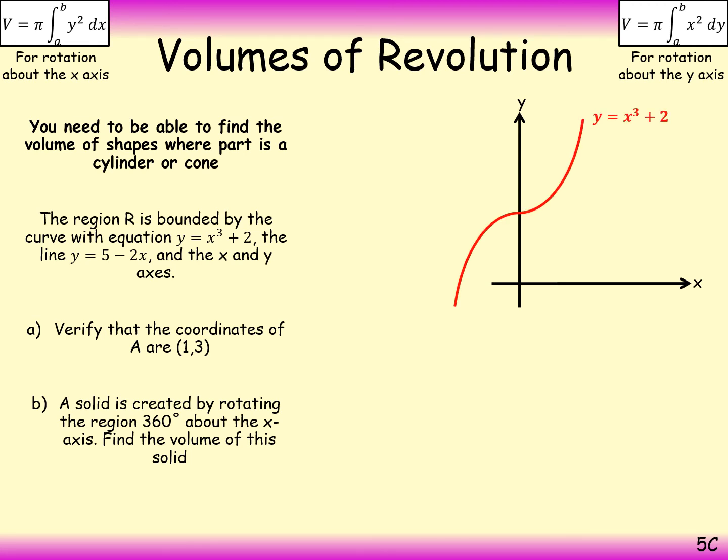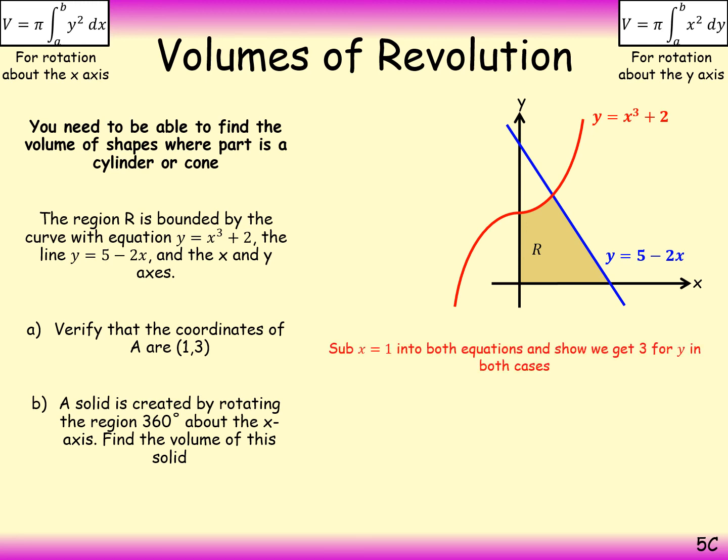So if we sketch this, just to give an idea of what we're looking for. We know a cubic graph looks like this, and the y-intercept is 2. And then we have a straight line with a negative gradient and y-intercept of 5. So we should be able to, at this point, sketch this kind of basic graph. The region we're interested in is this region here.